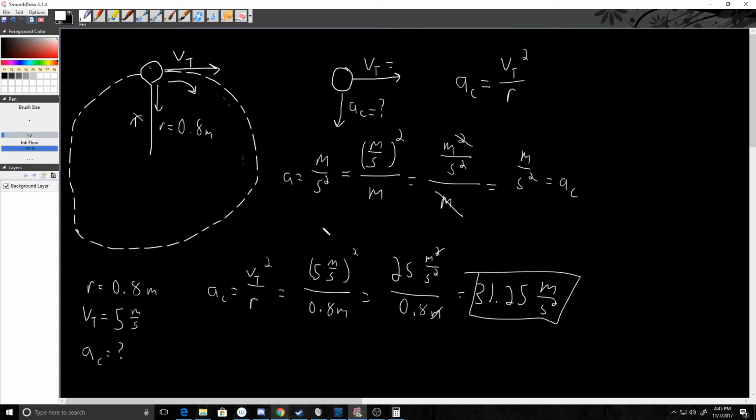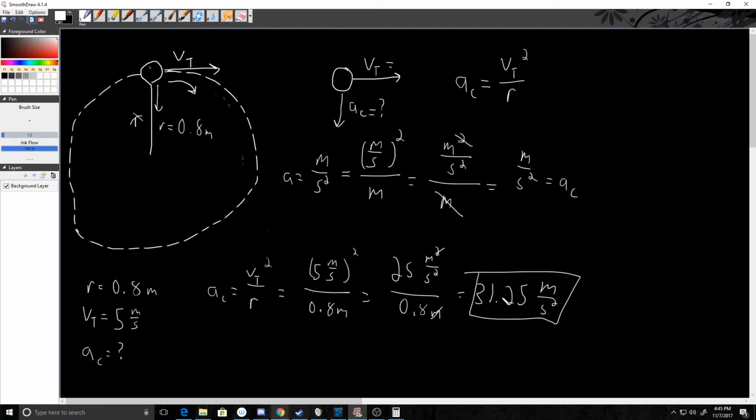And keep in mind, this isn't changing like the value for the velocity. Like the speed of the ball isn't changing. It's pretty constant. But since we're changing the direction of that velocity, there has to be an acceleration there. And if we want to be more specific, we would say the centripetal acceleration is 31.25 meters per second squared towards the middle of the curved path.